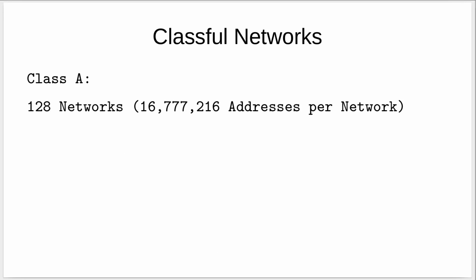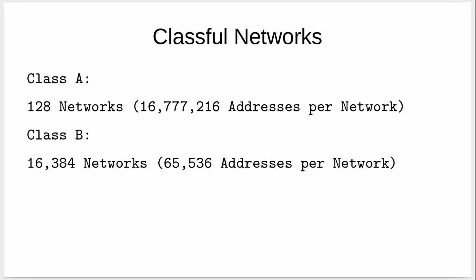Well, the Class A addresses, there are only 128 of those, and each one could theoretically, and I do say theoretically, hold 16,777,216 addresses per network. You would never, in your wildest dream, try to put that many computers on a single network. In fact, you wouldn't even approach the tiniest fraction of that many computers on a single network. But theoretically, each one of those 128 networks could hold over 16 million addresses.